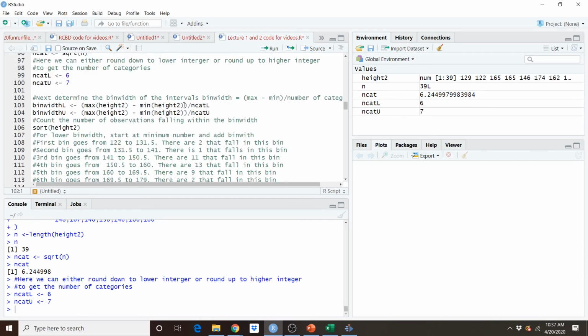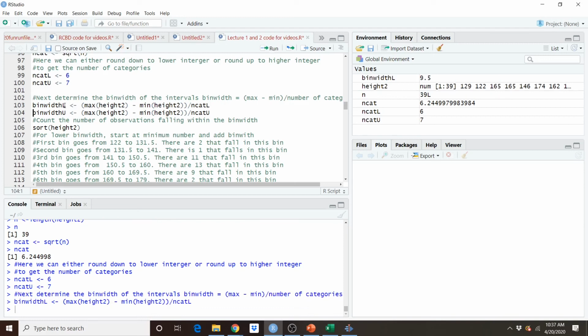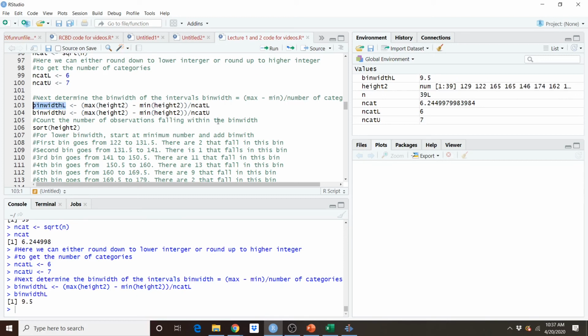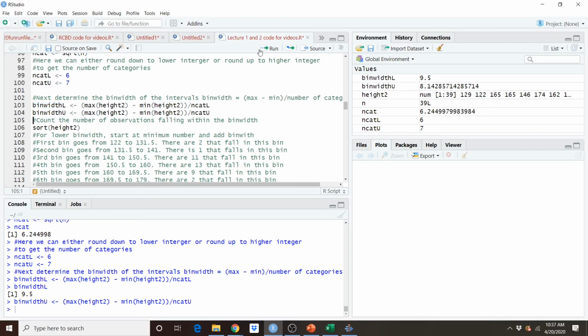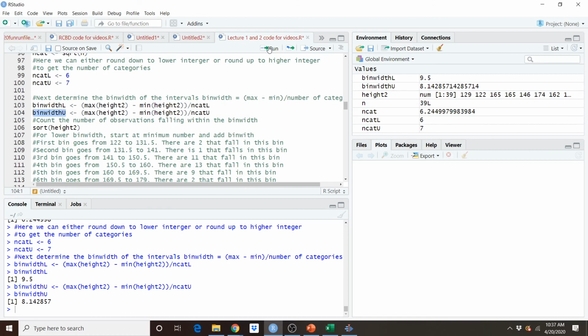Now I need to determine the bin width of the intervals. Again, that is the maximum minus the minimum divided by the number of categories. So I'll call bin width L. That will be the bin width that I use with my lower rounding. And so that bin width is 9.5. But what happens if I round up to 7 instead? Well, if I round up to 7, now my bin width is 8.14.